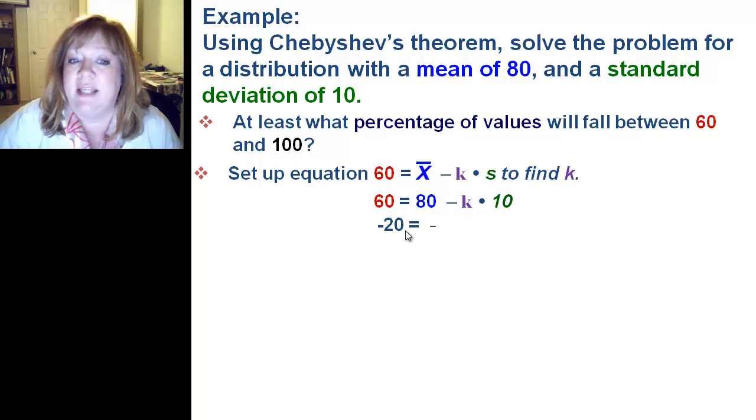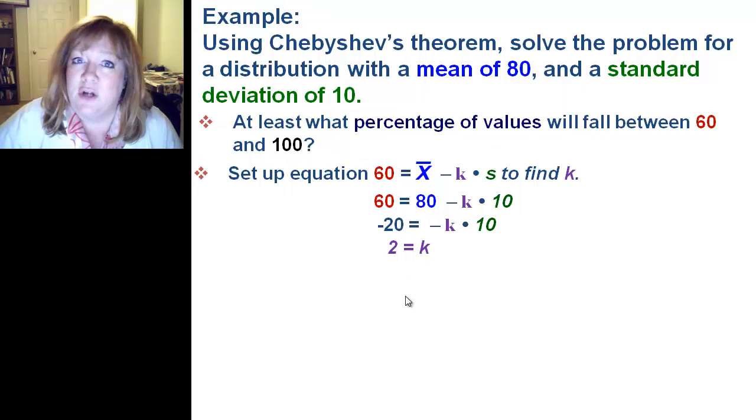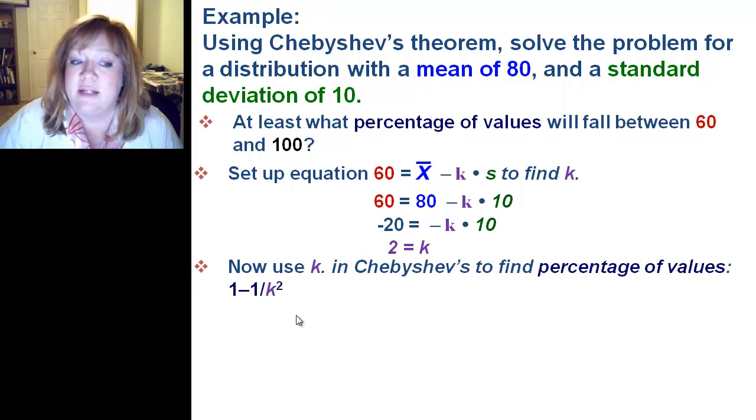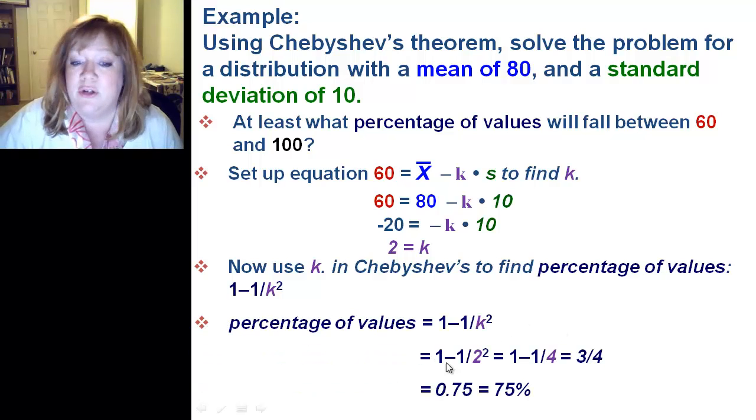You would subtract the 80 from both sides, so you get negative 20 equals negative k times 10, then divide by negative 10, so you'd get 2 equals k. Remember, this is the number of standard deviations, not the standard deviation itself. So to find the percentage, all you need is Chebyshev's, which is 1 minus 1 over k squared. So you're going to take 1 minus 1 over 2 squared. That 2 squared is 4, so you'd have 1 minus a fourth, which is 3/4. That's 0.75 or 75%.